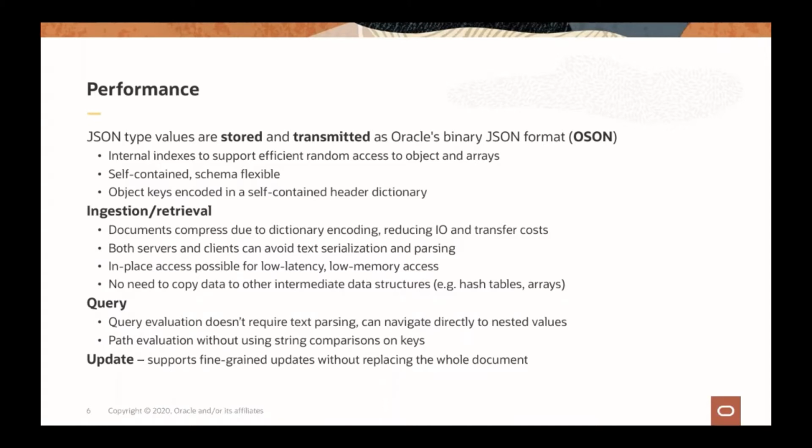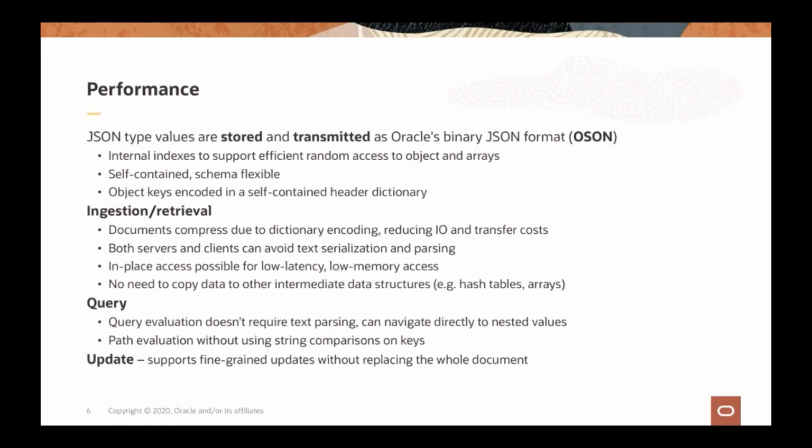And there's three important aspects of this binary format. The first is that it's an indexed format and it supports efficient random access. And so what this means is if you're looking at an OSON value and you're pointing to a particular value within that document, you can move around to the other values efficiently, and you can move around without converting that value to other in-memory structures such as hash tables or arrays.